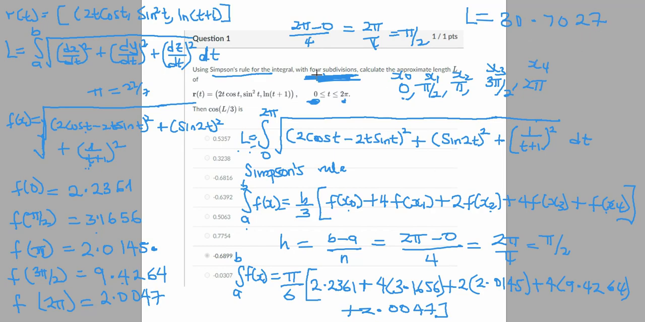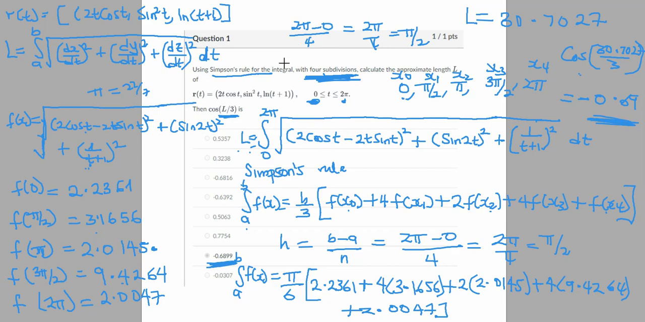So we know our L already to be 30.7027. So if you know that, then we can calculate what we need, cos L over 3. So that will be cos of 30.7027 over 3. Make sure that your calculator is in radian. You're going to get negative 0.69, which is this. So that's your answer.